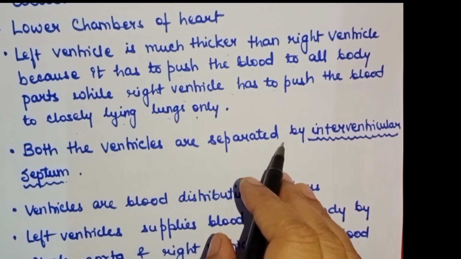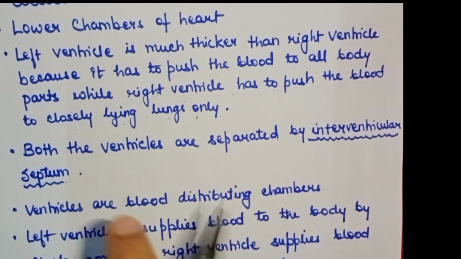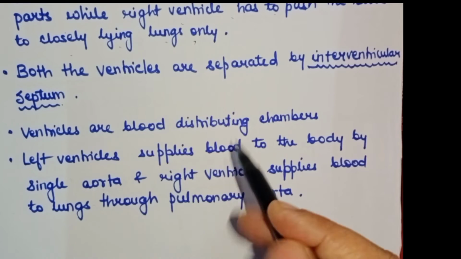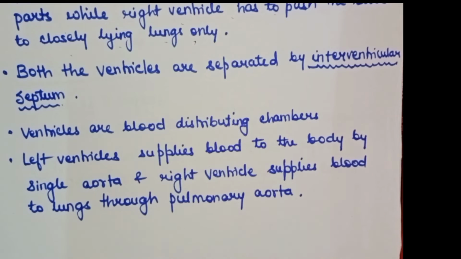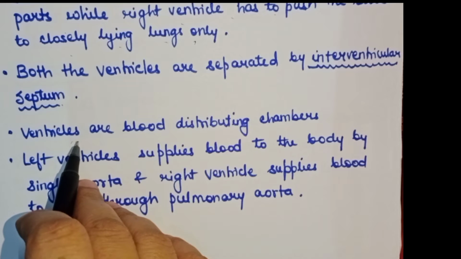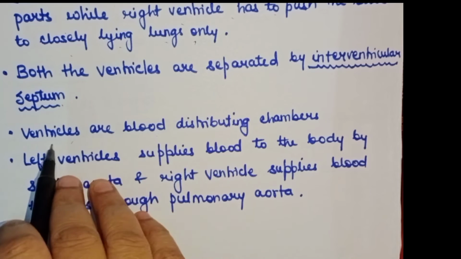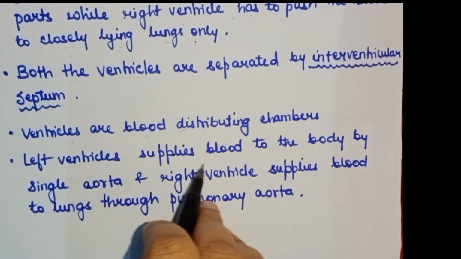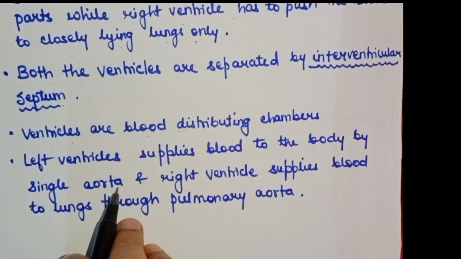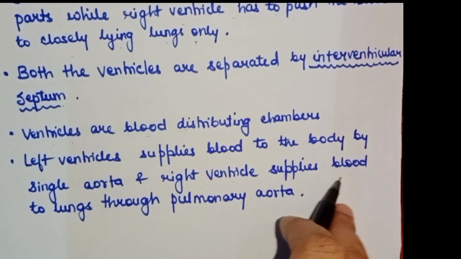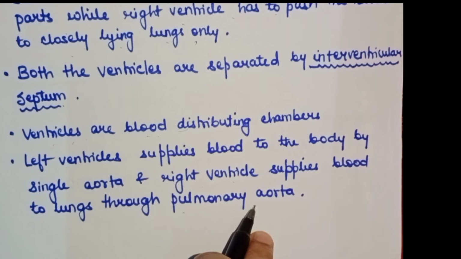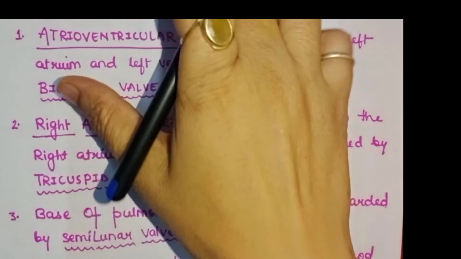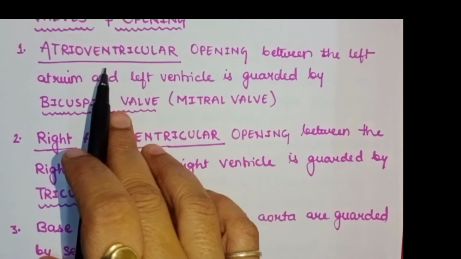Both the ventricles are separated by interventricular septum, and ventricles are blood distributing chambers. Atriums, they are the blood receiving chambers, while the ventricles are the blood distributing chambers. Left ventricle supplies the blood to the body by single aorta, and the right ventricle supplies the blood to the lung through pulmonary aorta. About the valves and the openings.